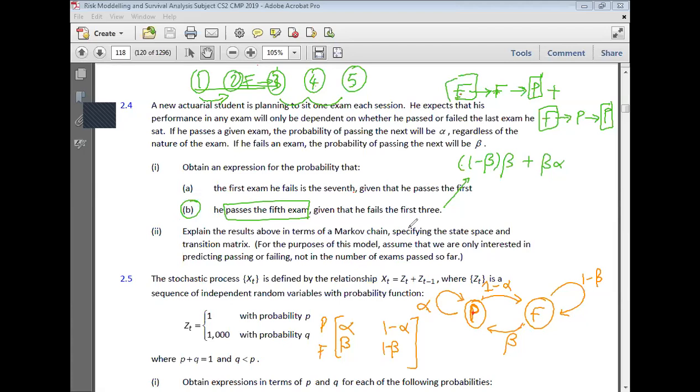Exactly. So this 1 minus B corresponds to the probability that, given that I have failed the last exam, I will fail today's exam. And this beta is F to P. And this beta here is again F to P, and this alpha is P to F, sorry, P to P.